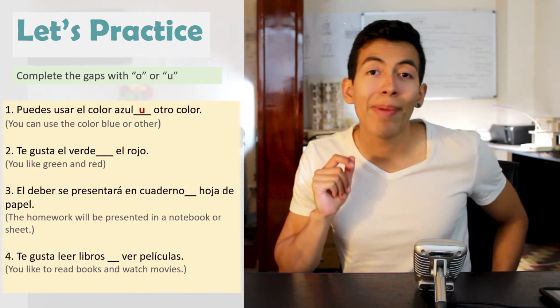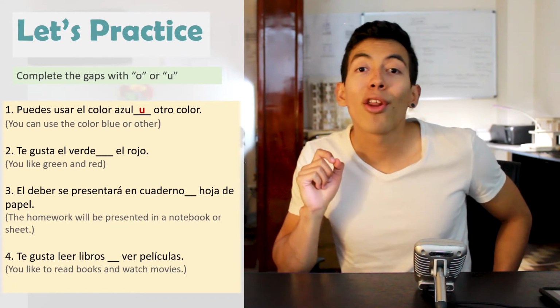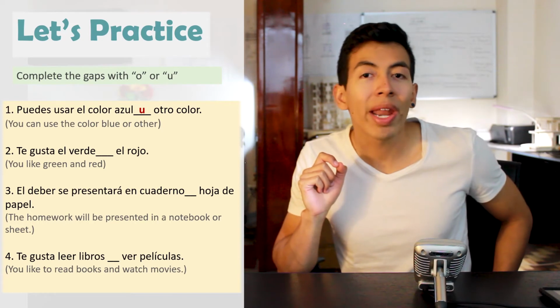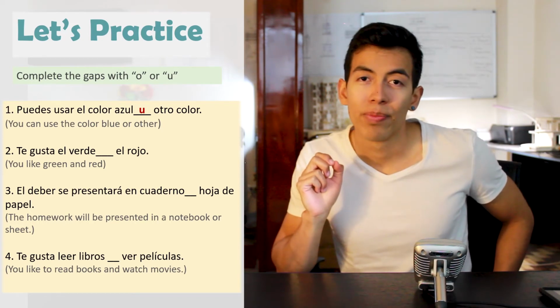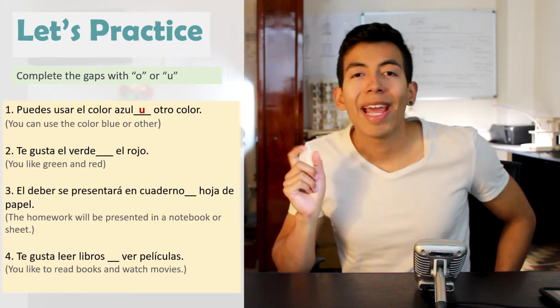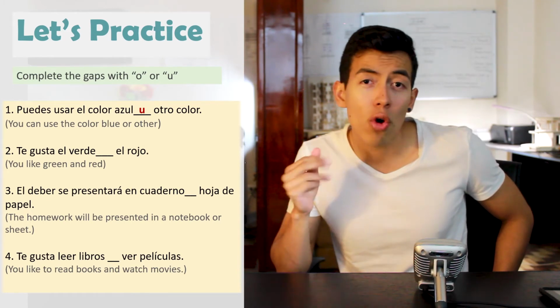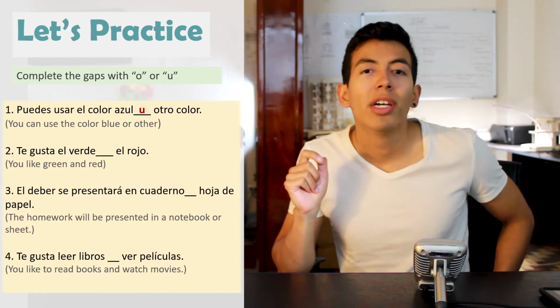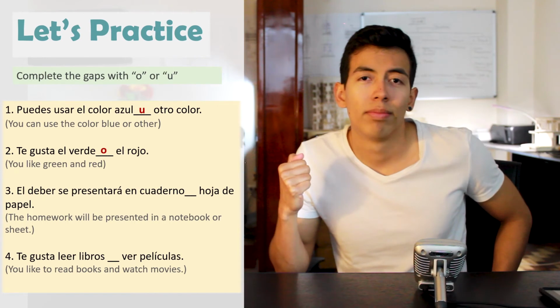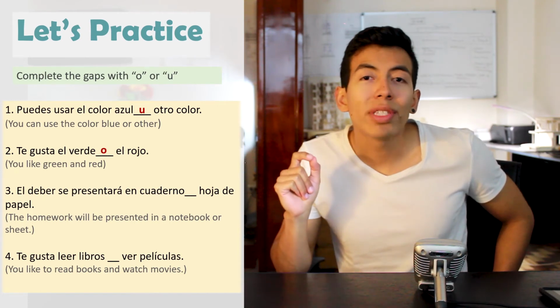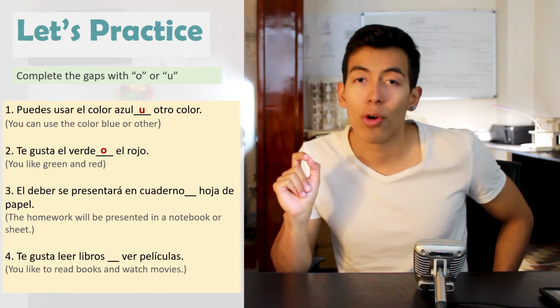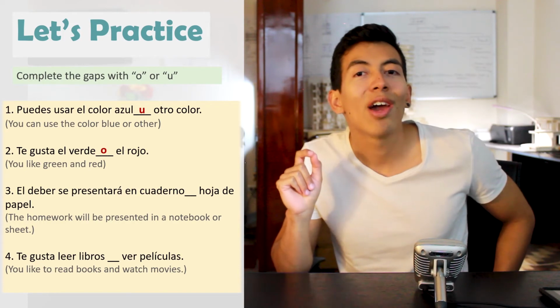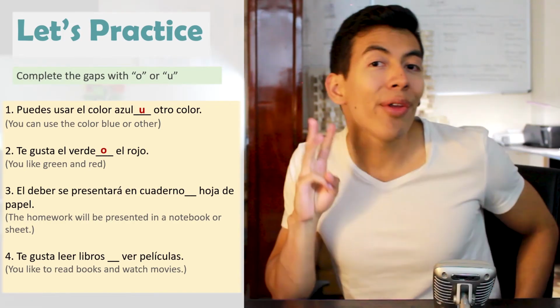Number 2. ¿Te gusta el verde? El rojo. What do you think? The word el doesn't start with the O sound. So we have to use O. For example, ¿te gusta el verde o el rojo?